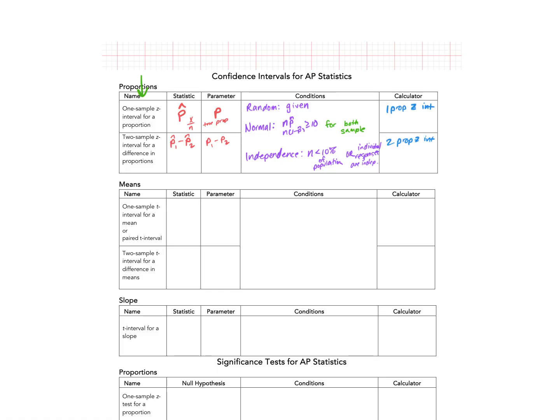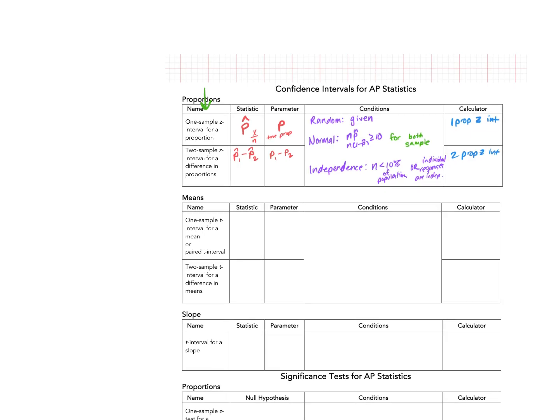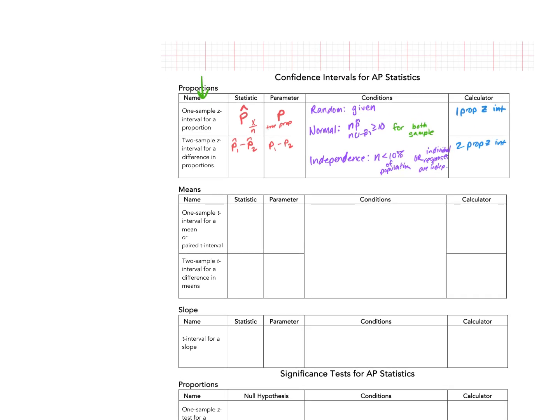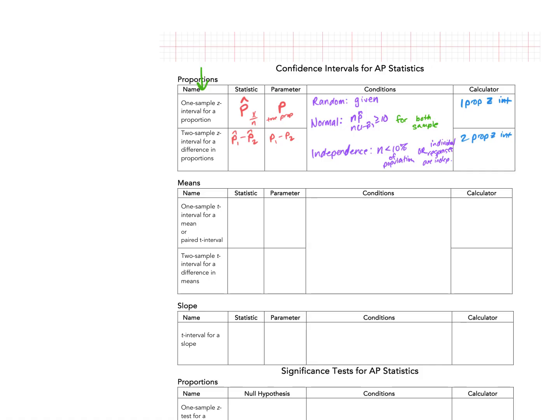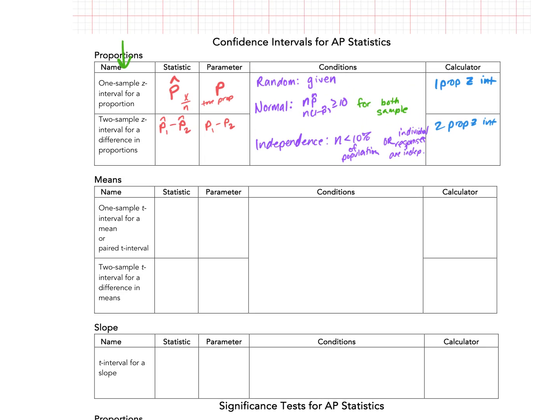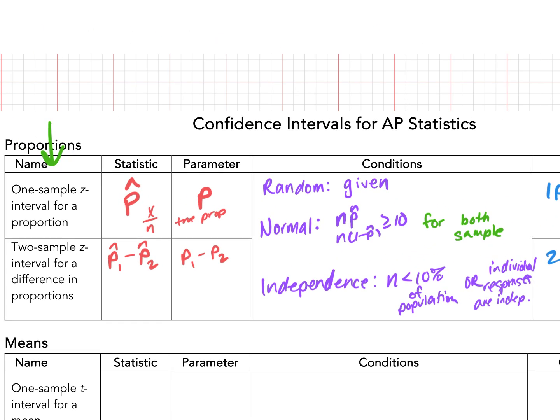If for some reason you have to fill these in, in other words, I'm thinking in the multiple choice section where they give you the different things filled in. Okay? In general, confidence intervals are the statistic plus or minus a critical value times the standard error of the statistic.